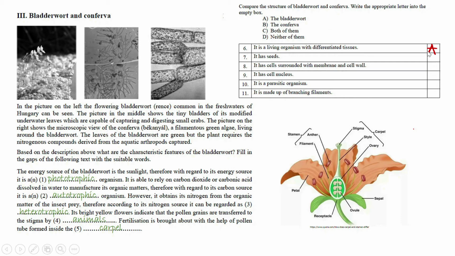It has seeds. That's also true for the bladderwort, but not for the conferva. It has cells surrounded with membrane and cell wall. That's going to be true for both. It has a cell nucleus. Again, that is true for both of them. It is a parasitic organism. That's going to be D, neither of them. It is made up of branching filaments. That's true for B.